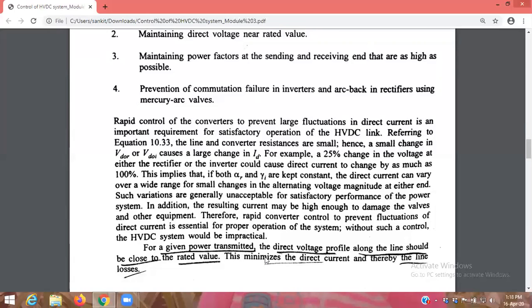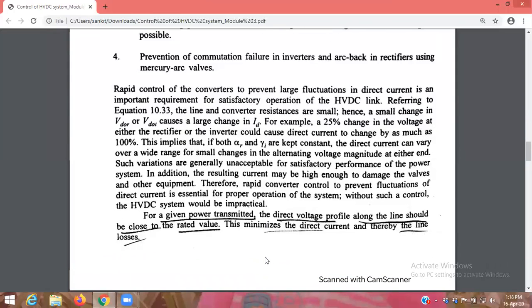So in that case, for a given amount of power transmitted, the voltage has to be maintained at the rated value, nearly equal to the rated value. So if power is constant and voltage is at its rated value, the current will be less because P equals VI. If you think about DC, and for the AC side, P equals VI cos theta. For a fixed power, voltage is already high, and if I need to maintain the current low, then I need to make this power factor high.